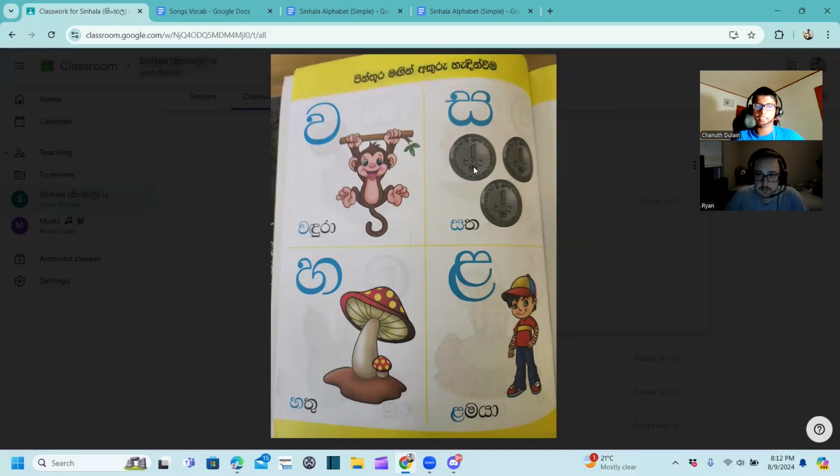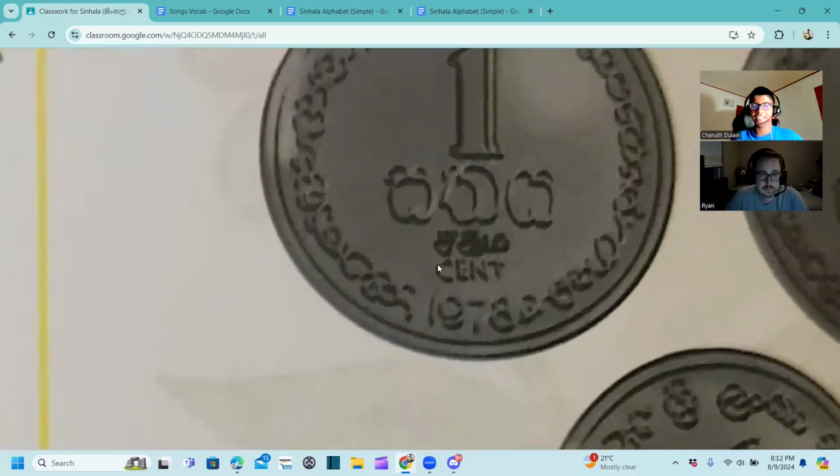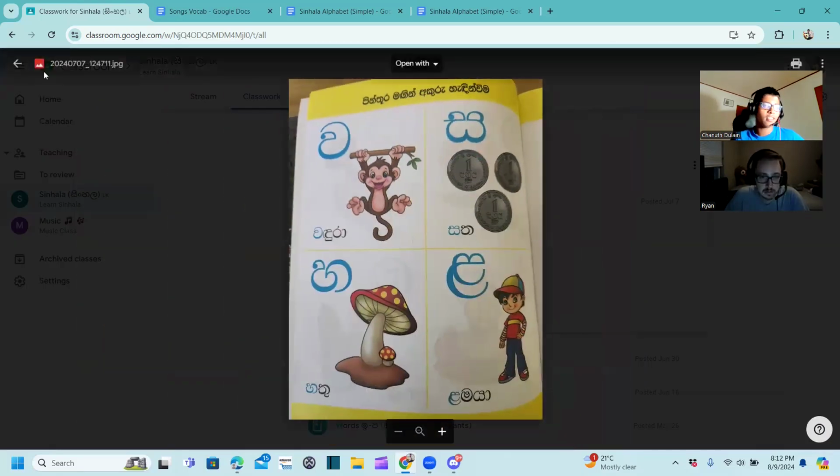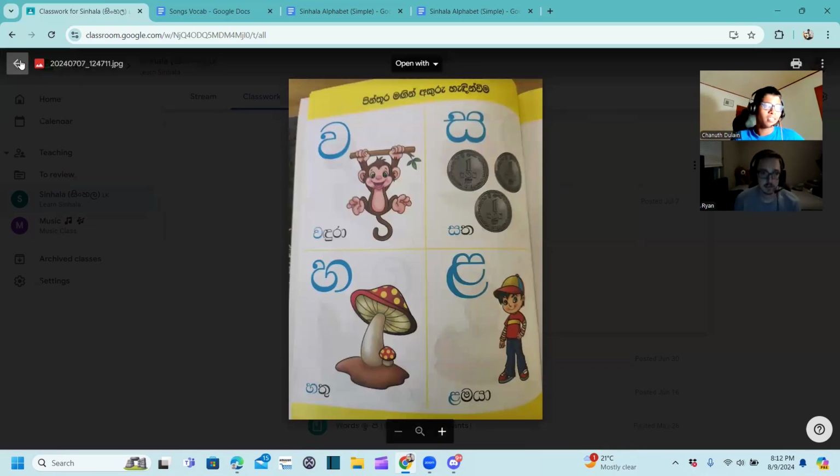Right here, this is like the currency, it's like 1 cent. See right here, it says cent. So we could say eka sata, sata eka. We call it sata eka. So that means 1 cent.